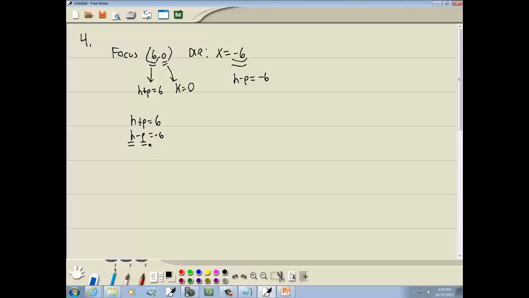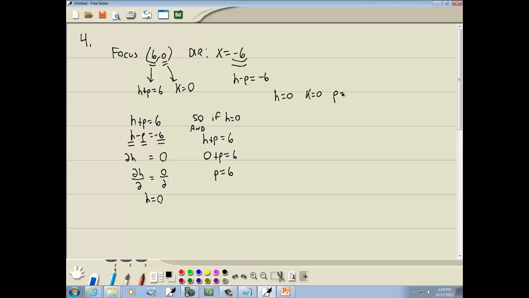Well, I can add these equations together. This is the elimination method, addition method. H plus h is 2h. P minus p drops away. 6 minus 6 is 0. So then I got 2h equals 0. Divide both sides by 2, and we get h is equal to 0. So if h is equal to 0 and h plus p is equal to 6, we can now plug 0 in for h. So 0 plus p is equal to 6, which implies p is equal to 6. Okay, so we got our h, our k, and our p.